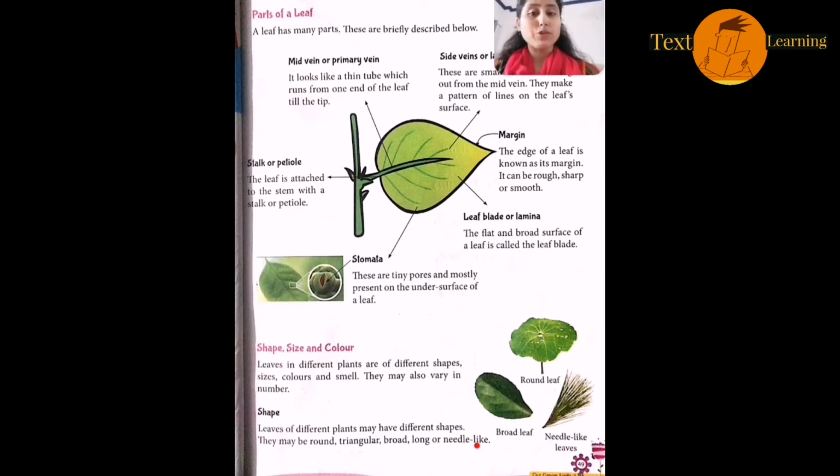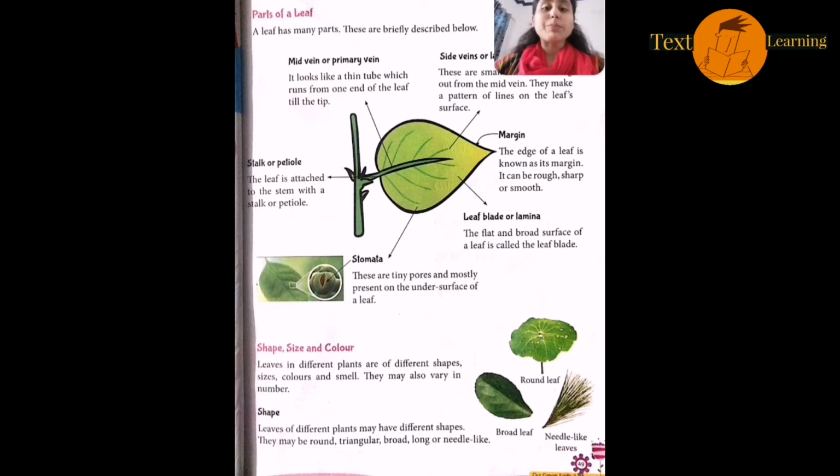You have to practice how to make the parts of leaf, because it will definitely come in the exam. Maybe you have to label them, or maybe you have to draw and then send it to me. So you have to practice making the diagram of parts of leaf. Now move to next, that is shape, sizes and color.